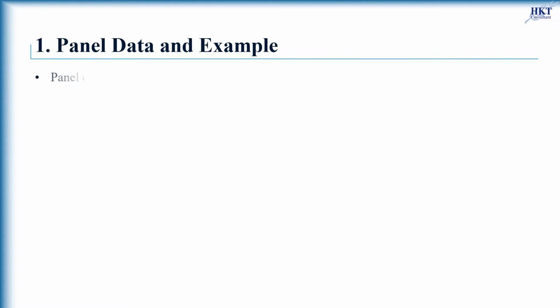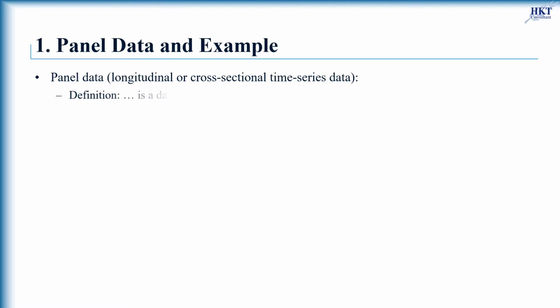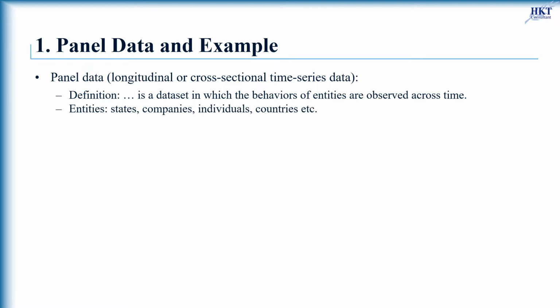In statistics and econometrics, panel data and longitudinal data are both multidimensional data, involving measurements over time. Panel data is a dataset in which the behaviors of entities are observed across time. These entities could be states, companies, individuals, countries, etc.